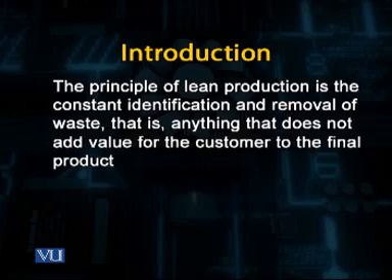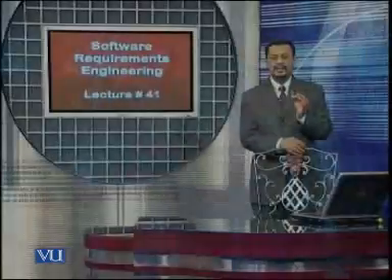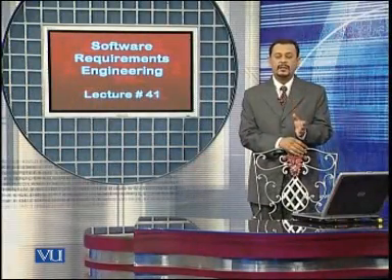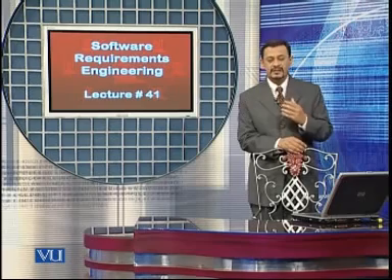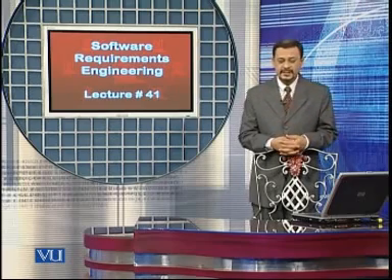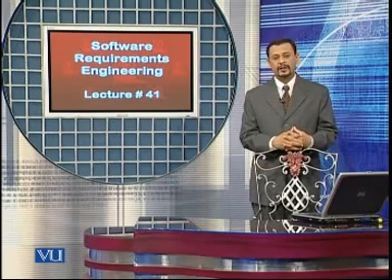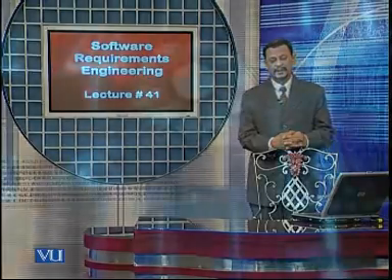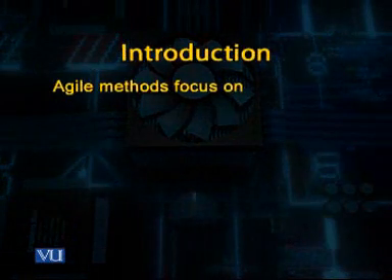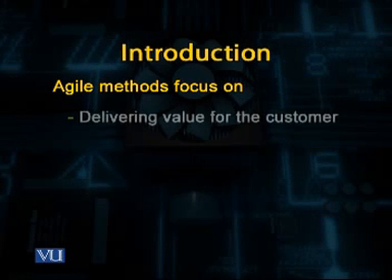So anything that is intermediate, anything that is probably needed by the development team, is considered waste and probably needs to be first identified and then removed as part of development using agile methods. Now, agile methods, with this concept of lean development, focus primarily on delivering value for the customer, because their entire focus then shifts from the process of development to the customer's needs.